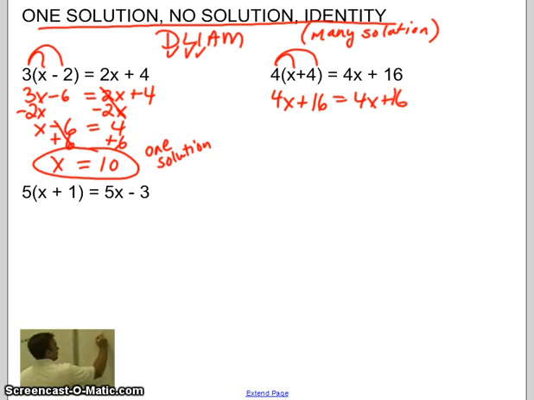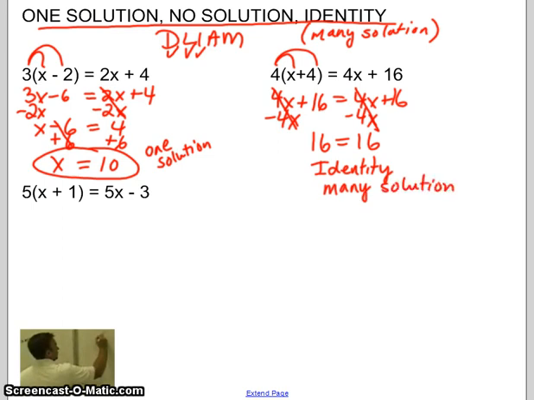Now, if you notice, they look the same on both sides. Alright, and if we go to try to solve, minus 4x to get rid of it, and this actually cancels out itself. We're left with 16 equals 16. When this happens, when you have a number equal itself, this is identity. Alright, and you're going to get many solutions, which means you could put in any number for x and it will be correct.